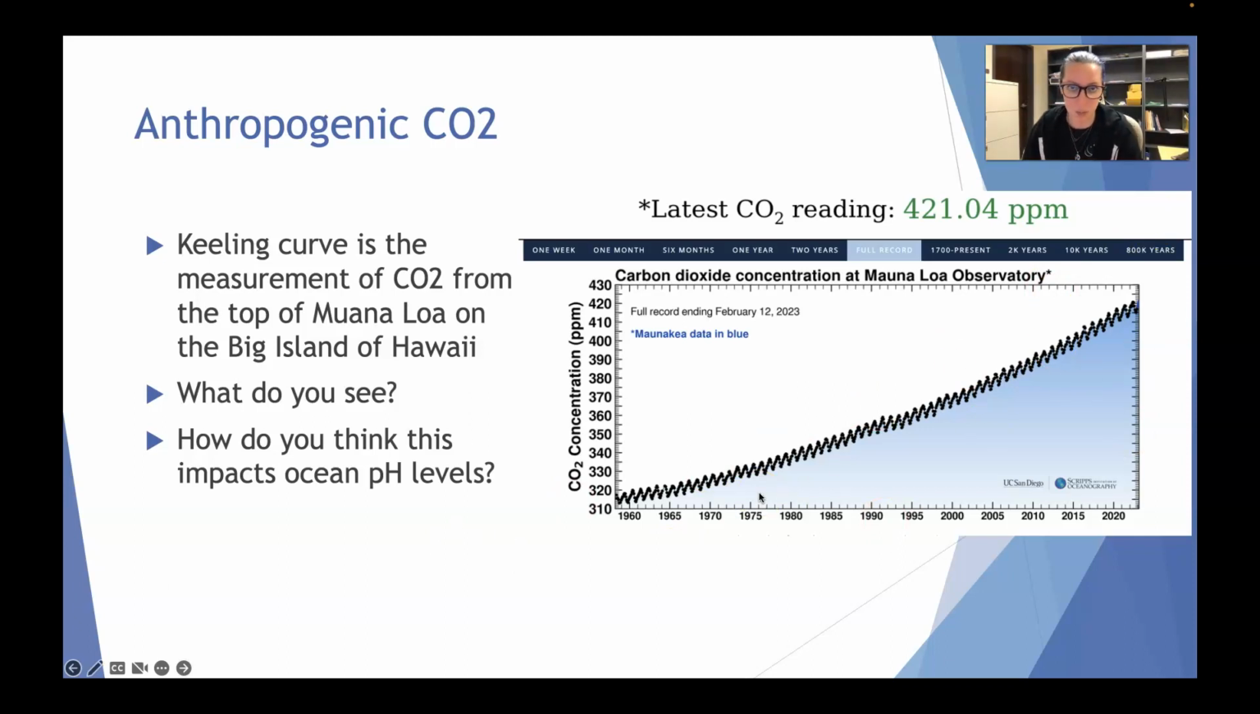pattern. What do we see? Take a pause. What do you see? You hopefully are seeing this pretty stark increase in the CO2 concentration since we started taking measurements there in 1959. So if we're constantly adding more CO2 into the atmosphere, then the ocean is going to start taking in that CO2 as well. So how do you think this would impact ocean pH levels? It's a pretty easy answer. That means we're increasing the CO2 in the oceans, which is making our oceans more acidic.